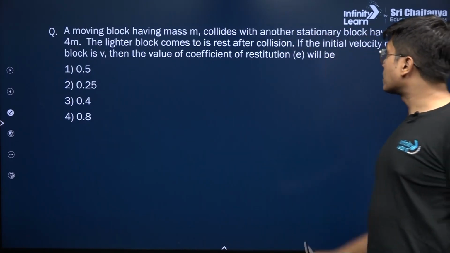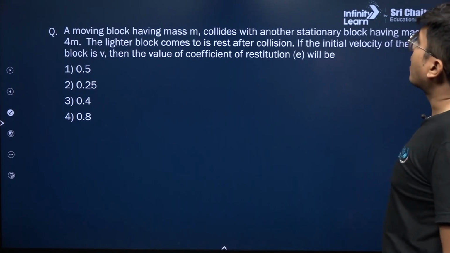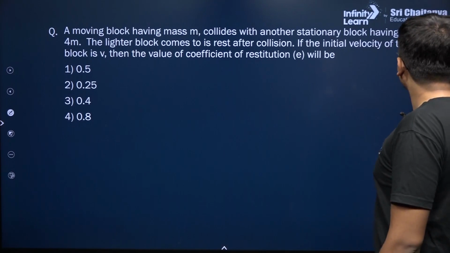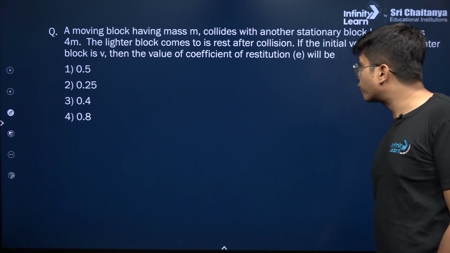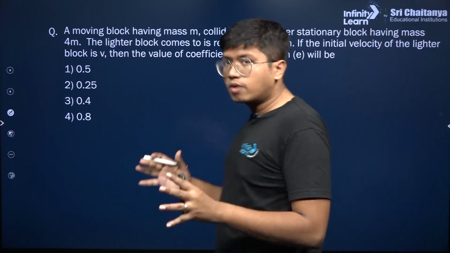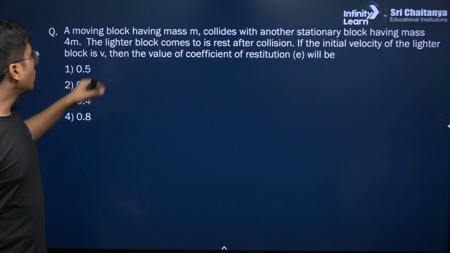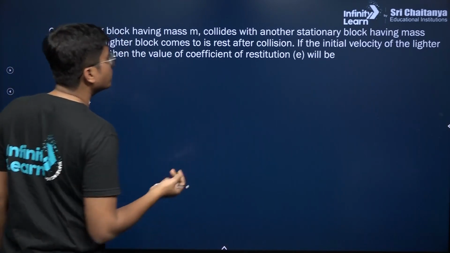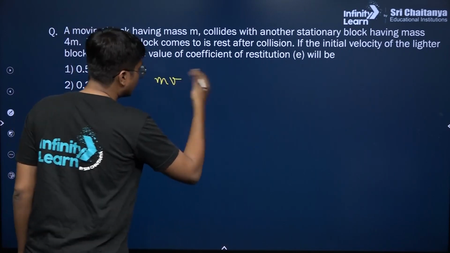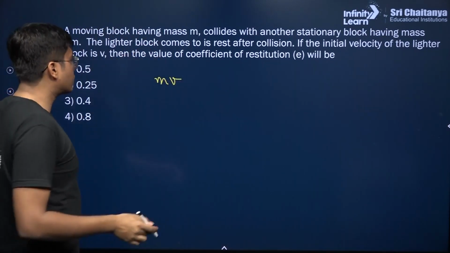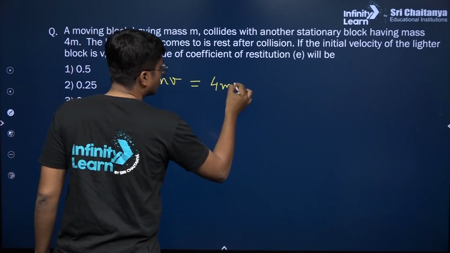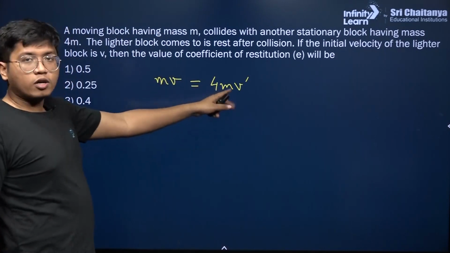Next, a moving block having mass m collides with another stationary block having mass 4m. The lighter block comes to rest after collision. If the initial velocity of the lighter block is v, then the value of coefficient of restitution is. So again, first up, the law of conservation of momentum. The first block moves with the velocity it's given here. Initial velocity is v. So mv. The other block has 0 velocity, it was at rest. And after collision, the second block has a velocity say v dash, but the first block now has a velocity 0.